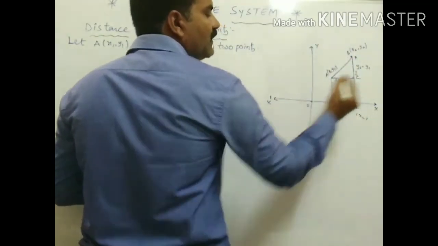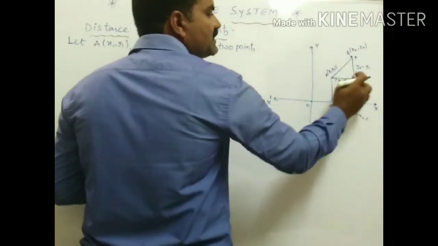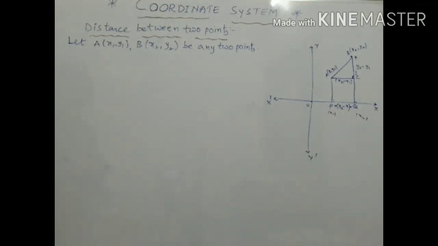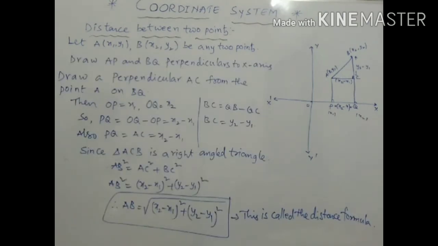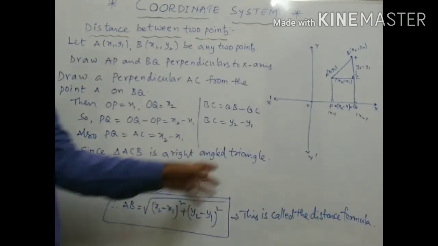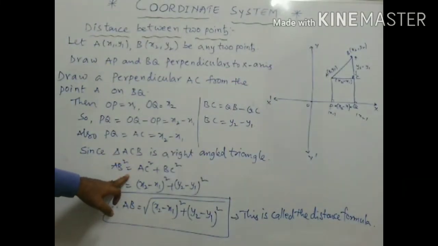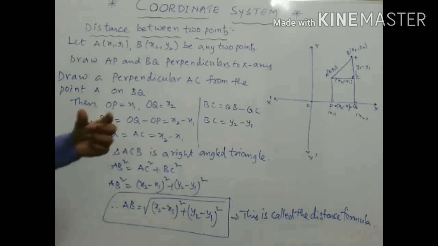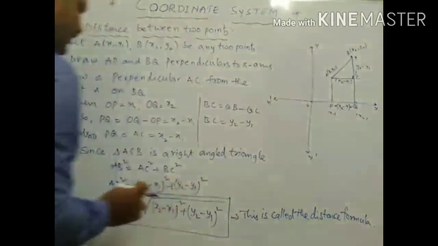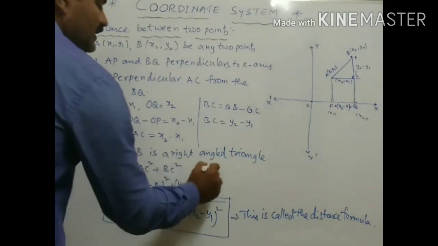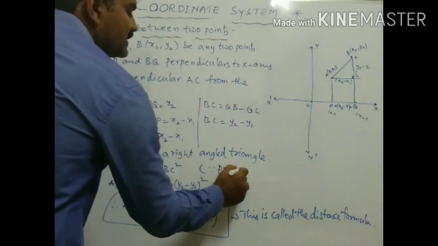y2 minus y1, and moreover in this triangle ABC, angle C is 90 degrees, a right angled triangle. So we can apply the Pythagoras theorem. Since ACB is a right angled triangle, using the Pythagoras theorem, the square of the hypotenuse, AB being the hypotenuse, is equal to the sum of the squares of the remaining 2 sides, that is AC square plus BC square.